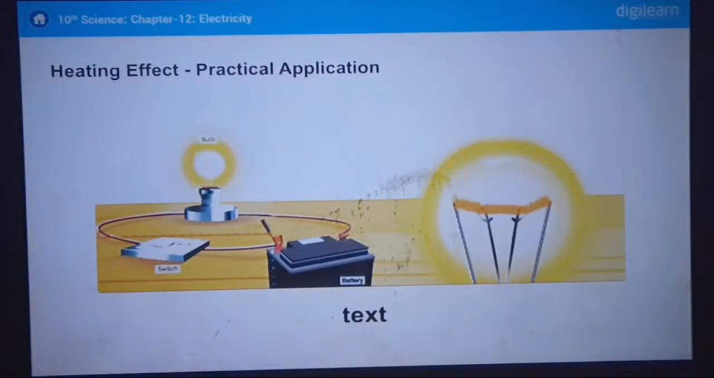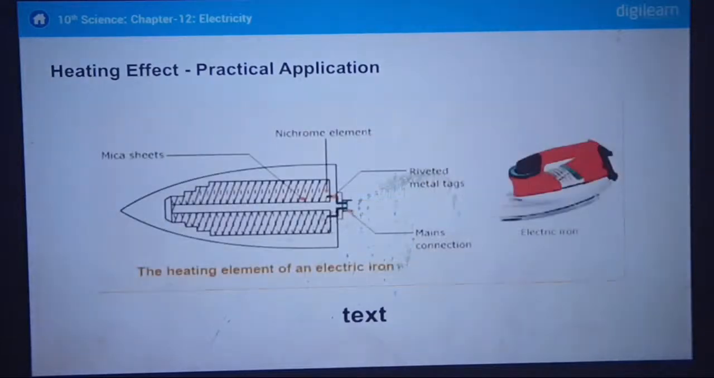The heating effect of electric current is used in the following applications. Electric bulb. In an electric bulb, the filament of bulb gives light because of heating effect of electricity. The filament of bulb is generally made of tungsten metal having melting point equal to 3380 degrees Celsius. Electric iron. The element of electric iron is made of ions having high melting point. Electric heater and geyser work on the same mechanism.